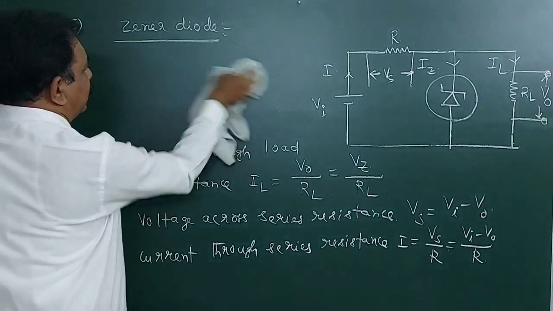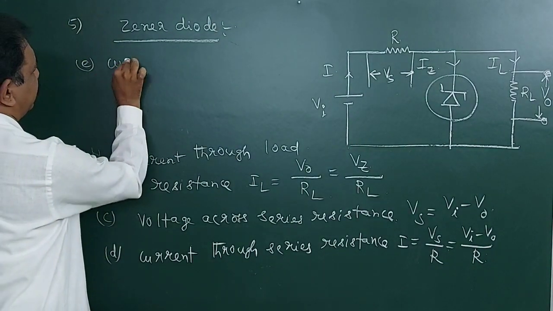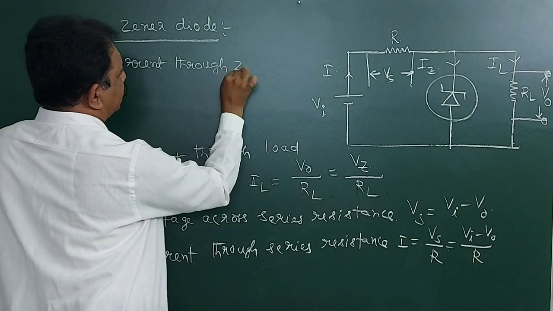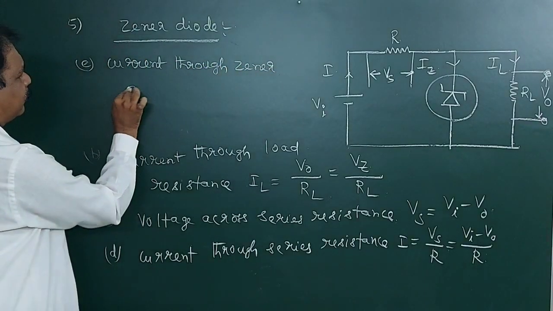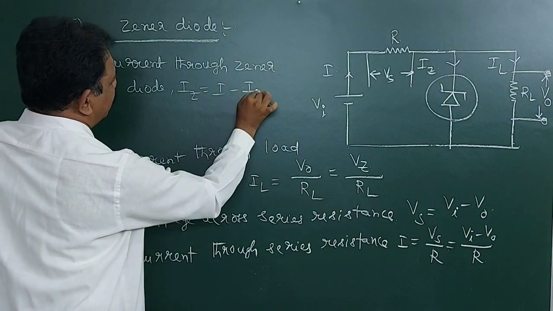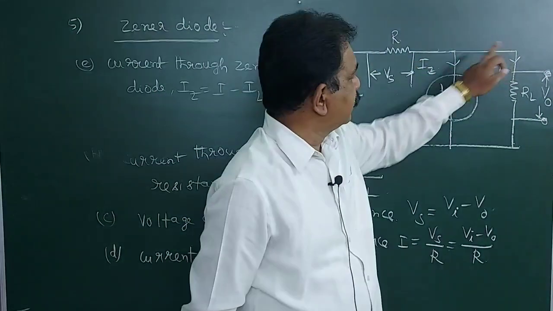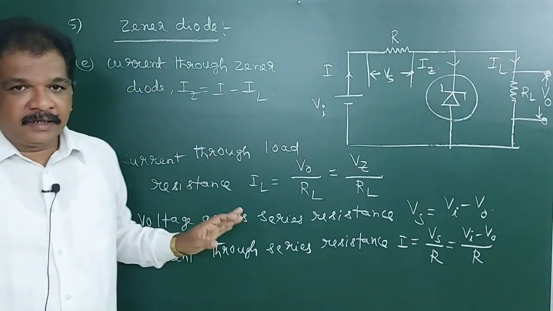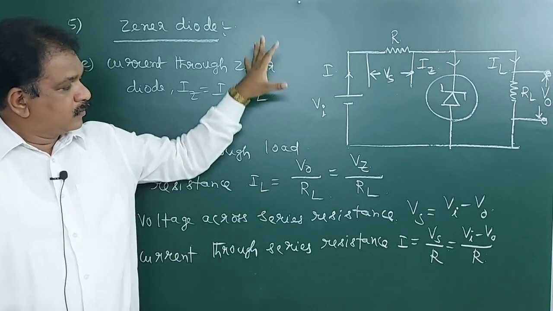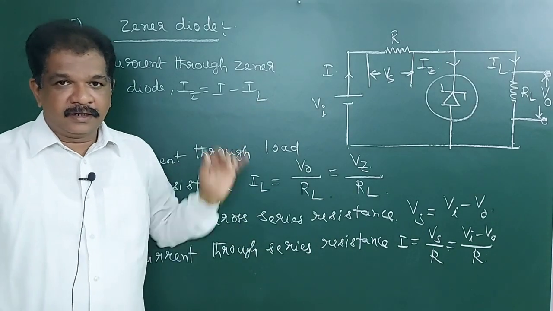And one more they will ask: current through the Zener diode, how much? Iz is equal to I minus IL. This I value is dividing into two parts. I is equal to Iz plus IL. So the Iz value will be equal to I minus IL. So these things can be asked in the examination regarding the Zener diode.